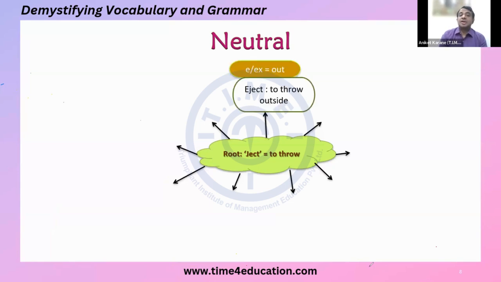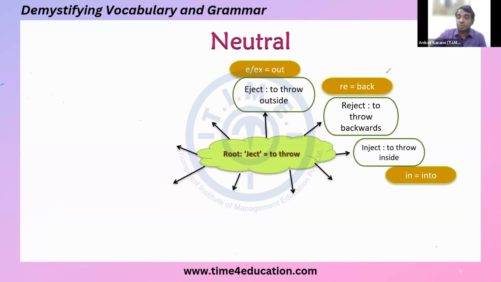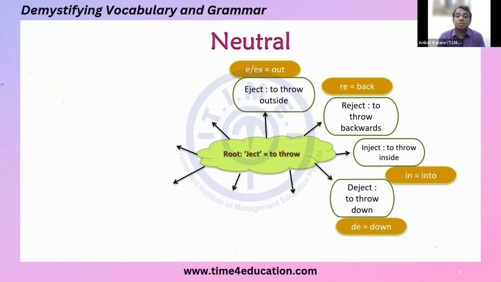So let's look at E or X is out. So when you eject, you throw outside. Then you have re. Re means back. So reject, to throw backwards. You don't take it. You don't accept it. You reject it, right? Then you have inject, to throw inside. So in is into in this sense. Deject, D is down, to throw down. He was dejected because he could not clear his CT attempt. So to throw down.